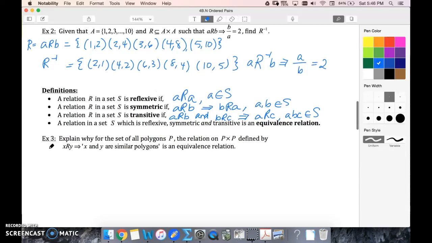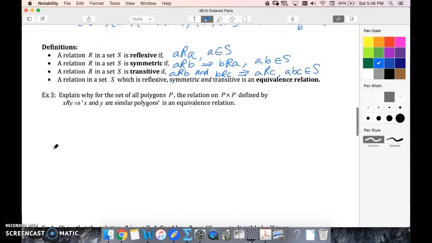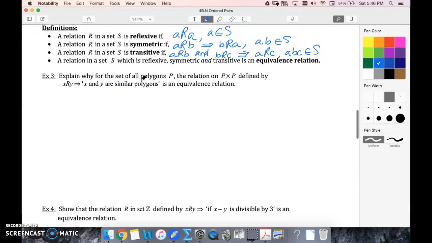So let's look at example 3 here and talk about why the set of all polygons, the relation being that X and Y are similar polygons, is an equivalence relation. Our Cartesian product here is the set of all polygons. Both A and B are going to be the set of all polygons. Our relation is X and Y are similar.